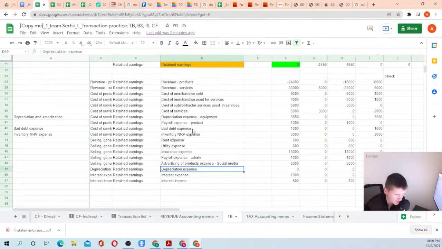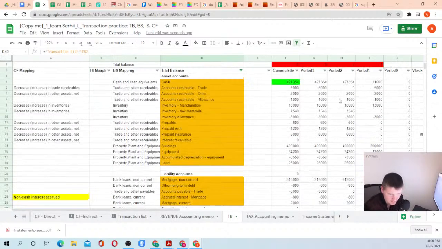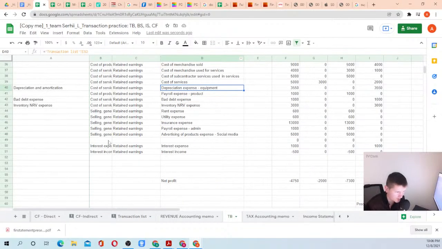Oh, yeah, you probably meant this one. Let's see. Okay, we can ignore this one. So I didn't map anything to here. I mapped all the stuff to depreciation expense equipment. My checks are all 0. Yeah, I deleted this one. You can have several depreciation accounts for different types of fixed assets if you really need that for your financials.